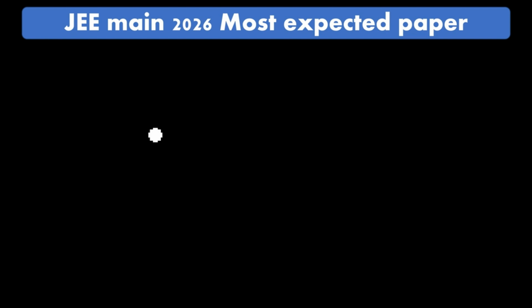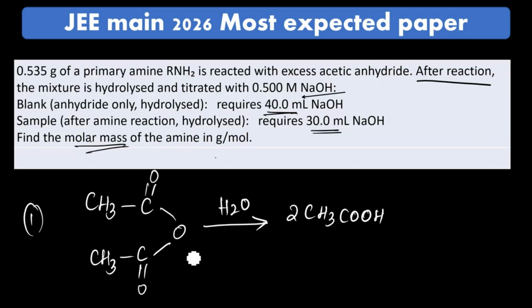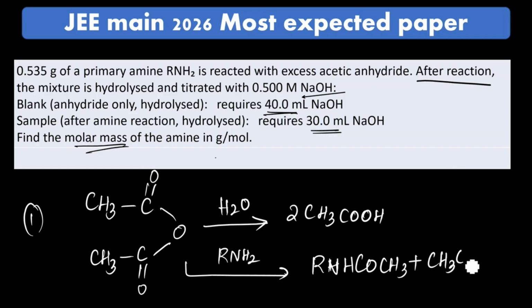And the second reaction is with acetic anhydride. I'm writing it here itself: RNH2, what will be the reaction? It will form RNHCOCH3 plus acetic acid. The difference between these two is that from one anhydride, 2 acetic acids are formed in the case of hydrolysis only. With the reaction with amine, I got 1 acetic acid. That is the main difference that you have to understand about this question.